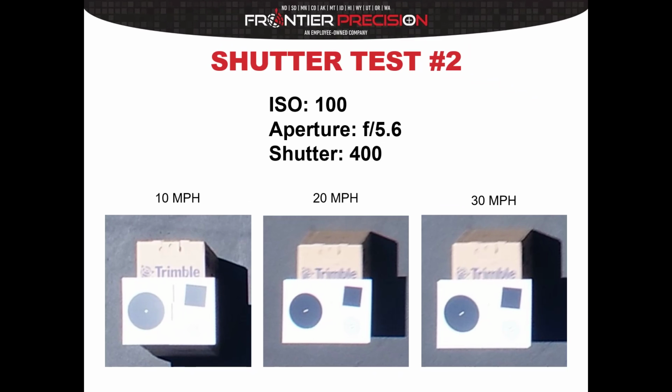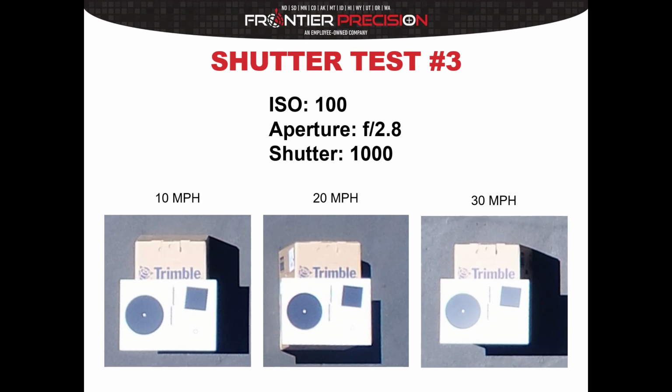The second test I flew was with the ISO value at 100, aperture at 5.6, and shutter at 400. The results are slightly better than the first flight, but you would most likely be in the same boat and forced to fly at slower speeds when you're using these settings.